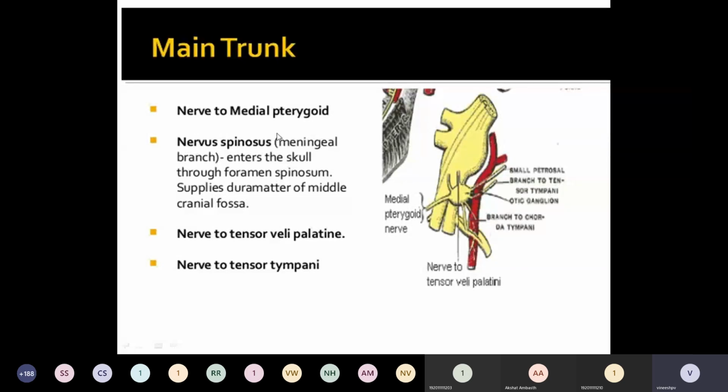This is also an MCQ question: what are the nerves from the trunk of the mandibular nerve, except? So this is the nerve to medial pterygoid, and nervus spinosus, that is the meningeal branch, which enters the skull through the foramen spinosum and supplies the dura mater. Then the nerve to tensor palatini, and the nerve to tensor tympani. This is to the middle ear, and this is to the palate. Okay, this is the main trunk.